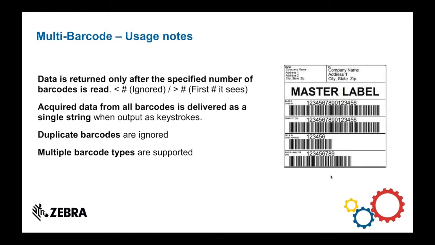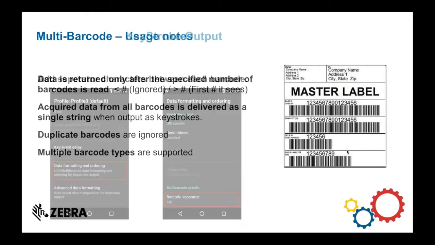How is the data sent to your device? Well, depending on whether you're using keystroke or intent output, all of the data is packaged up essentially in one long string, right? A single string that will have all the barcode data concatenated together, okay? Now, it does support multiple barcode types. In this label I have all the same type, but if you had different types of barcodes, it would read all of the different types in one shot.